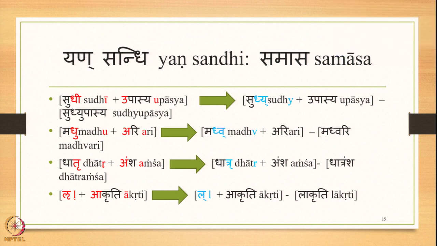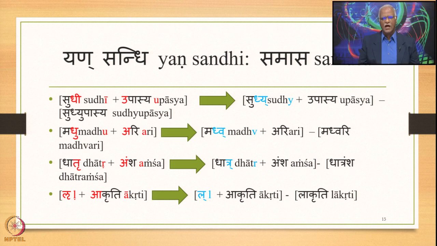Now yan sandhi within a samasa, and here are four examples. These examples are taken from the Vaiyakarana Siddhanta Kaumudi. So we have sudhi plus upasya, and sudhi has got a long i followed by u. They are in the samhita mode, and therefore 6.1.77 applies, and we have the output sudhya plus upasya. And we will take up this example for discussion next when we talk about the sthanivad bhava in yan sandhi.